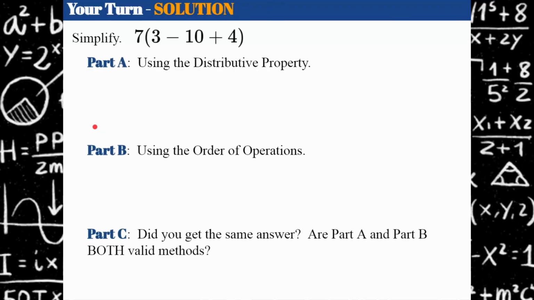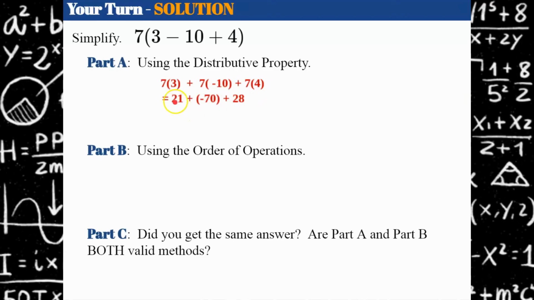Welcome back. Let's work through this. So part A, using the distributive property, I'm going to share the 7 to everything inside. Remember, the 3, the -10, and the 4 are all friends at the party, and they're all going to get 7 pieces of candy. So 7 times 3 plus 7 times -10 plus 7 times 4. 7 times 3 is 21. 7 times -10 is -70. And 7 times 4 is 28.